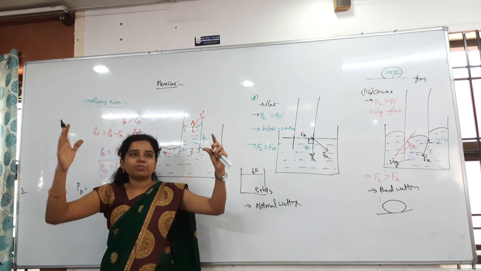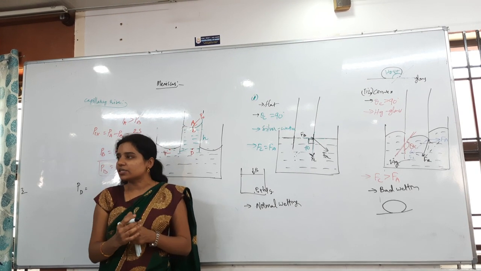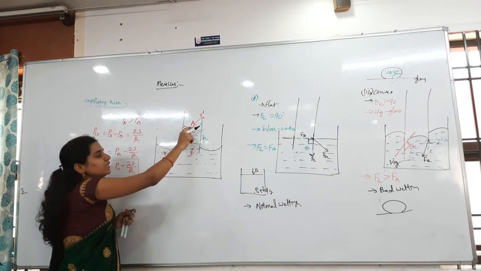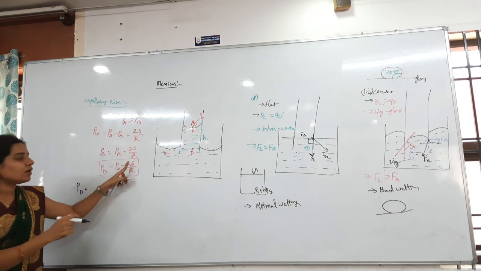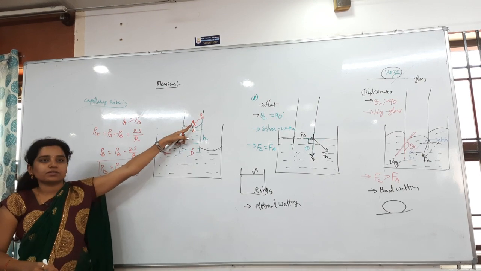Here due to the shape, meniscus shape, what happens? Nothing but pressure will vary as compared to the outside and then inside. So only here the pressure is P naught. So here pressure is how much? P naught minus 2S by R. Pressure is decreasing there. You cannot take directly this pressure.